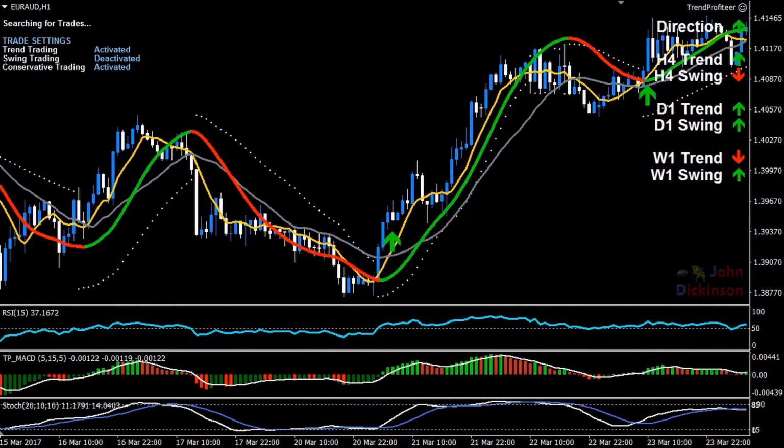Hi, I'm Michael Newrock, and this is a trend trade conservative buy example on the 1 hour time frame. This is the example that we're looking at here. It's a conservative trend trade.